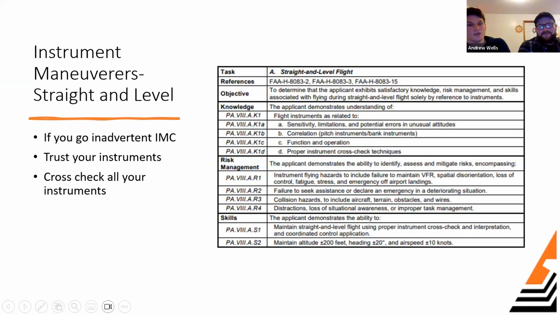All right, instrument maneuvers, straight and level. Yeah. So for your private pilot, you have to have at least 3 hours of simulated instrument time. They do this because if you inadvertently go IMC, they want to know you have a general basic understanding of how to fly with your instruments. So the main thing is you want to trust your instruments. You want to cross-check all your instruments, making sure that one's working, because if I see one indication on this and the other 2 are indicating something else, maybe that one instrument has an error. So you want to know your systems.